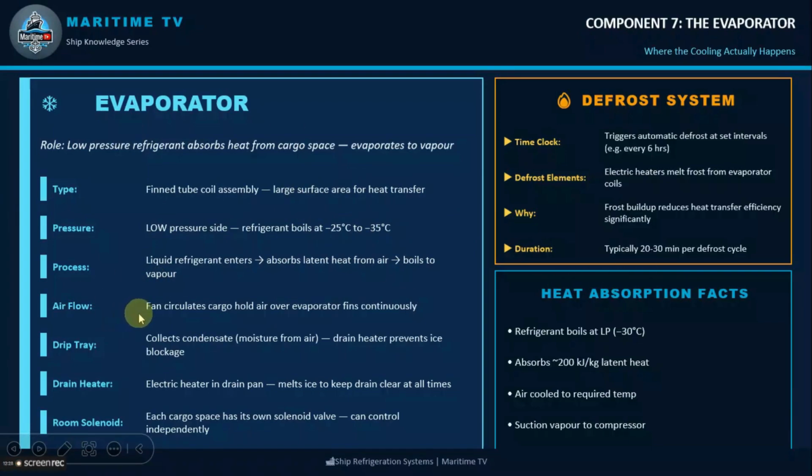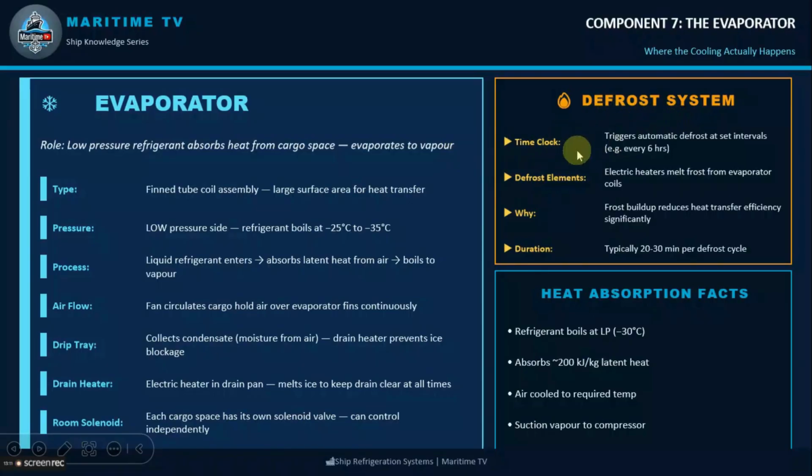Also there is airflow. A fan circulates cargo hold air over the evaporator fins continuously. This also increases the phase change of the refrigerant vapor. Also have a drip tray. This collects condensate moisture from the air. The drain heater prevents ice blockage. This electrical heater on the drain pan melts ice to keep the drain clear at all times. So you have a room solenoid. Each cargo space has its own solenoid valve and can be controlled independently.